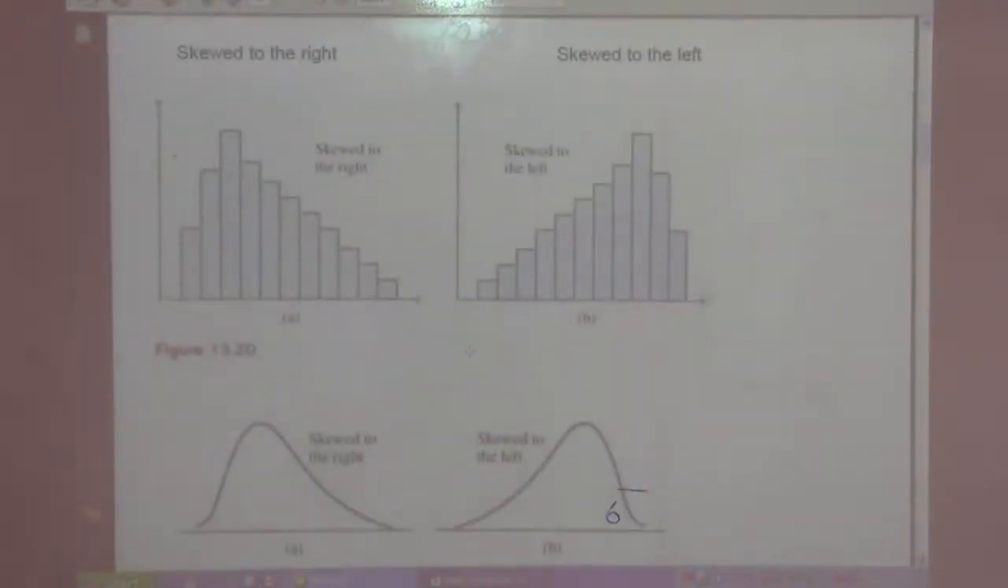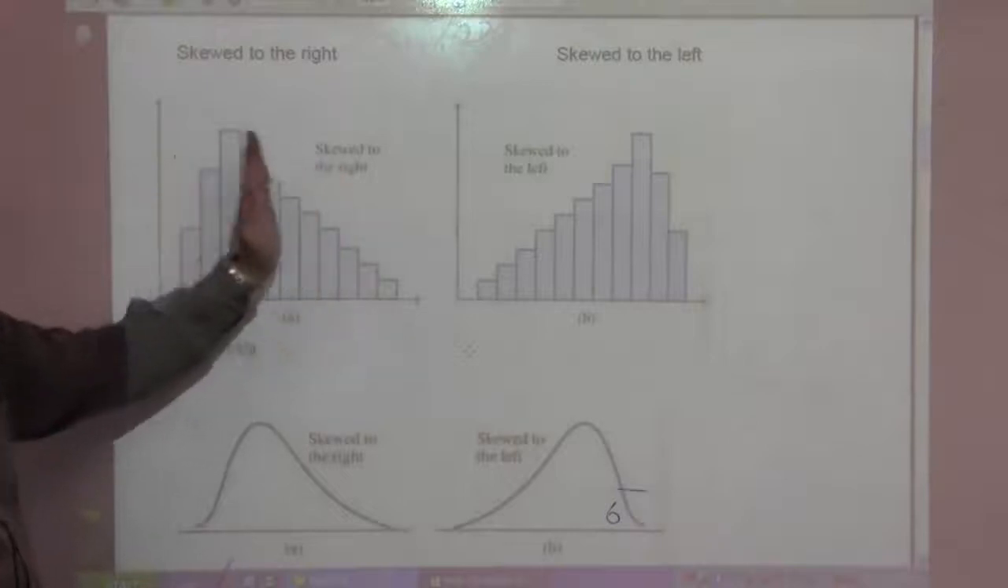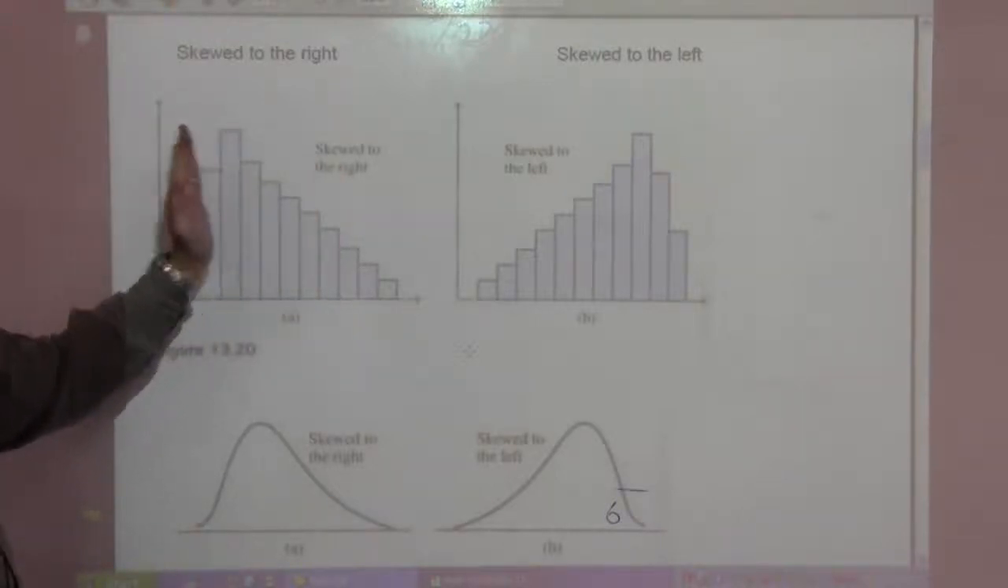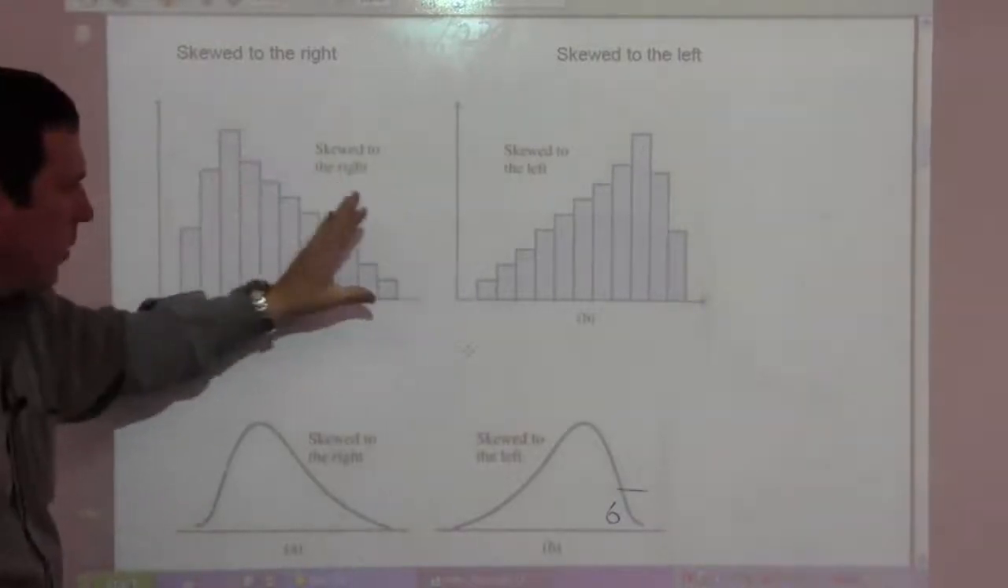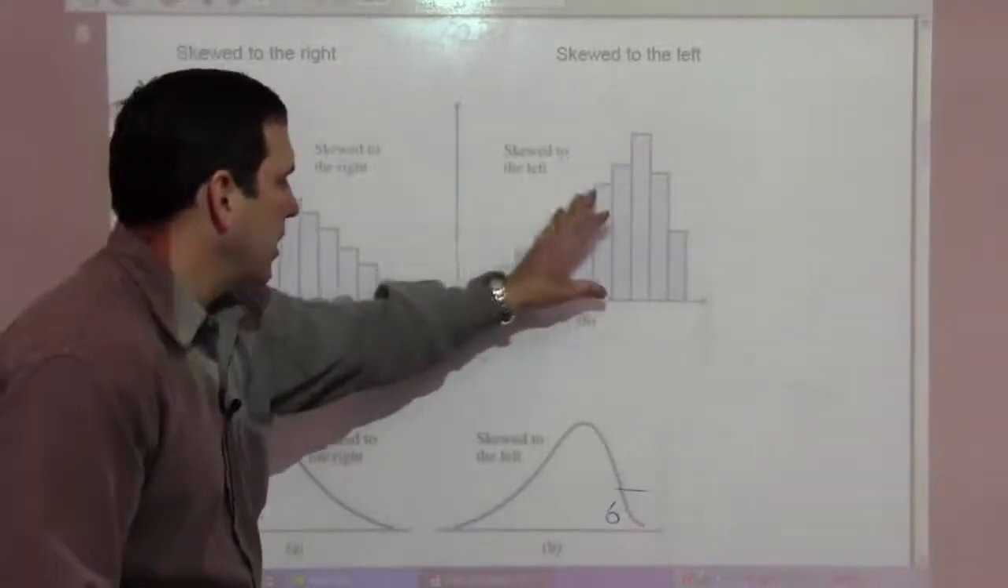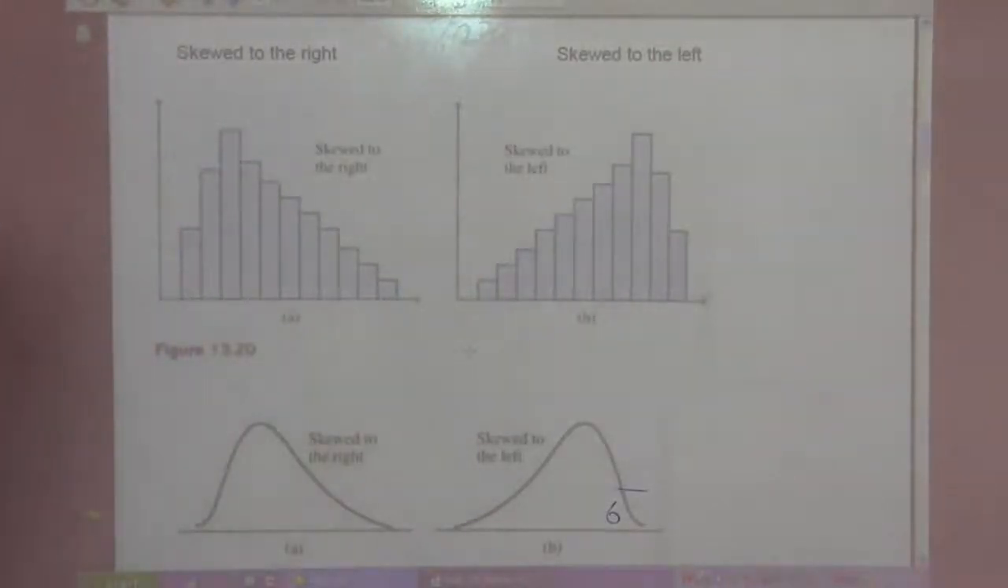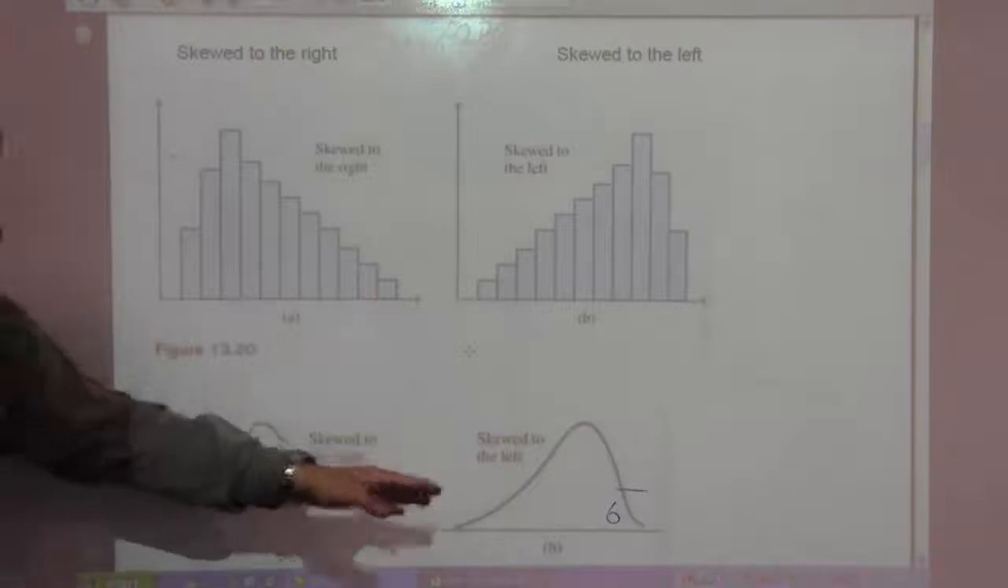This next one is skewed to the right. Data's leaning towards this direction, or it's more spread out to the right. This is more spread out to the left. Skew to the right, skew to the left.